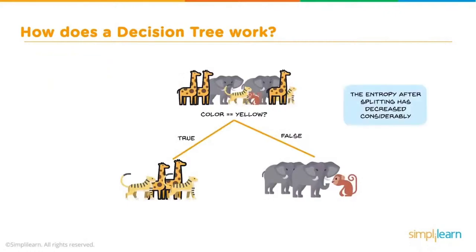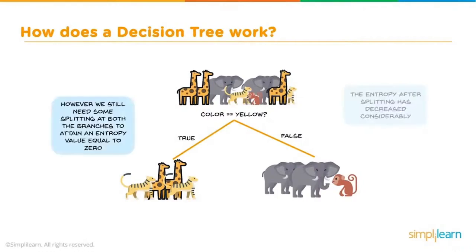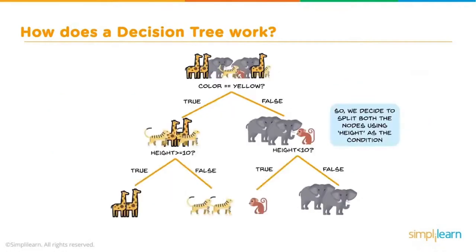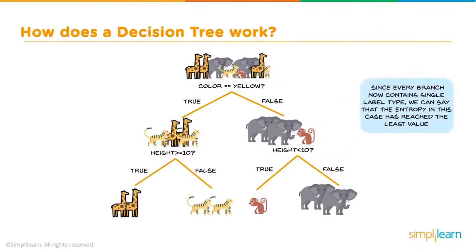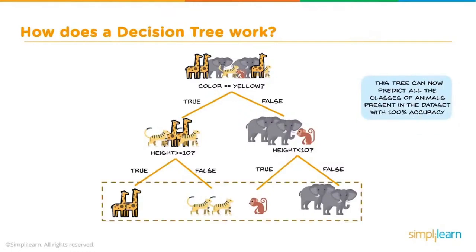The entropy after the splitting has decreased considerably. However, we still need some splitting at both the branches to attain an entropy value equal to 0. So we decide to split both the nodes using height as the condition. Since every branch now contains a single label type, we can say that entropy in this case has reached the least value. And here you see we have the giraffes, the tigers, the monkey, and the elephants all separated into their own groups. This tree can now predict all the classes of animals present in the dataset with 100% accuracy.